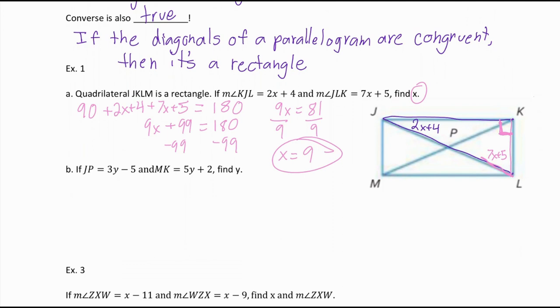Alrighty. So the next one says JP. I'm going to erase. Is it okay if I erase this? Okay, just so you can see it a little better. It tells me that JP, that's this piece, is 3y minus 5, and that MK, that's this whole thing, is 5y minus 2.